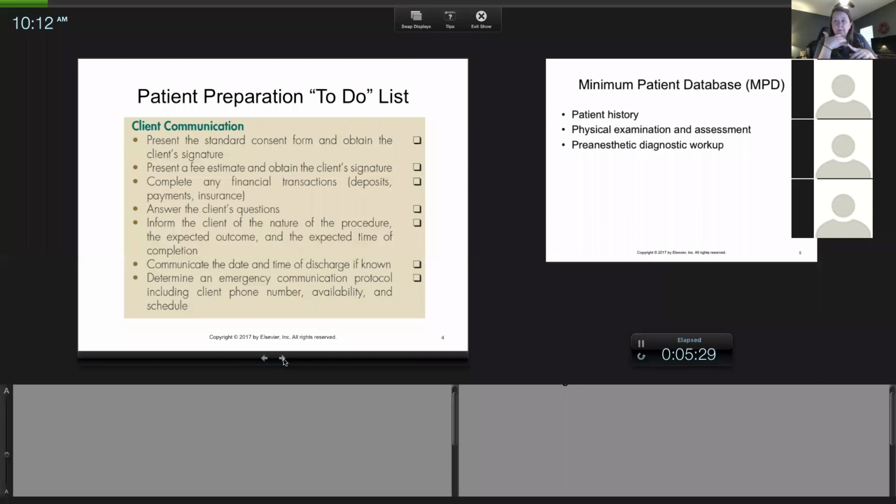Time for pickup, that has to be communicated. The big thing on the bottom there that I like to stress is an emergency communication protocol. Sometimes the owner fills out a paper and they don't have great handwriting, and you look at this phone number. I always read the phone number back to the client. I said, do you want to be reached at 317-849-0140? And they're like, yes. Because in an emergency, you don't want to be looking at that number and it's the wrong phone number.